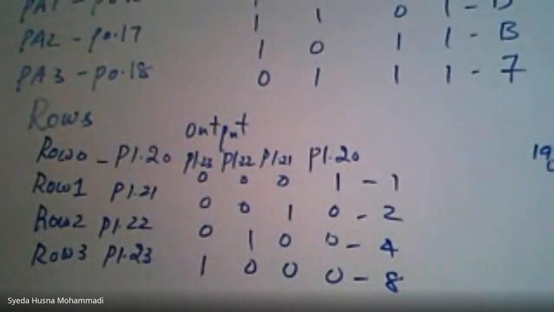Then finally, we have to check whether it is row 3. So place the value 1 on row 3, and all the other rows become 0. That is 1, 0, 0, 0, which is nothing but 8.